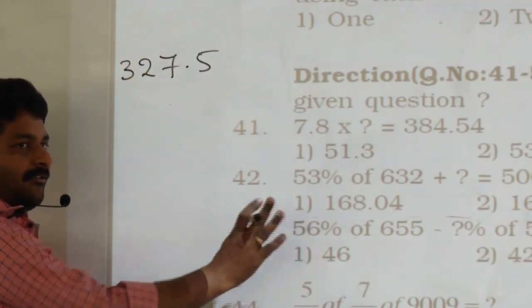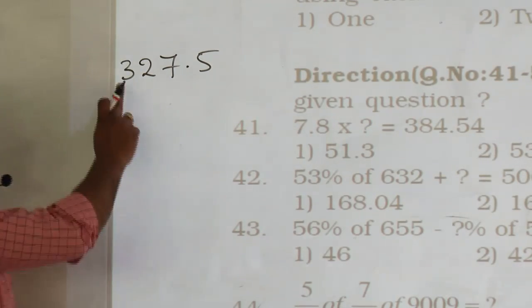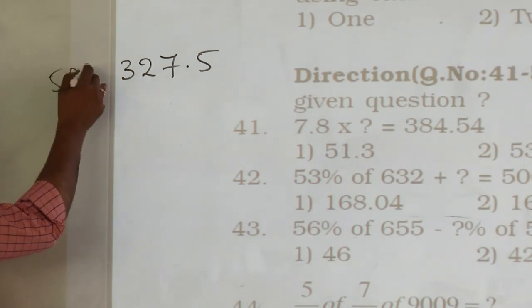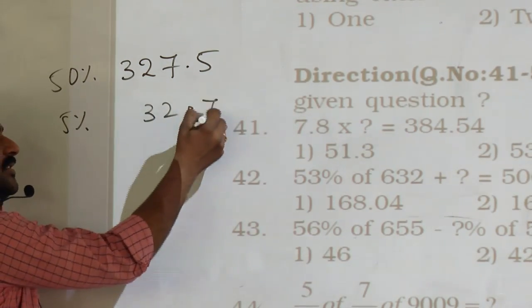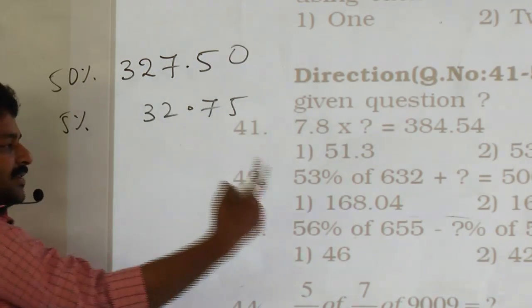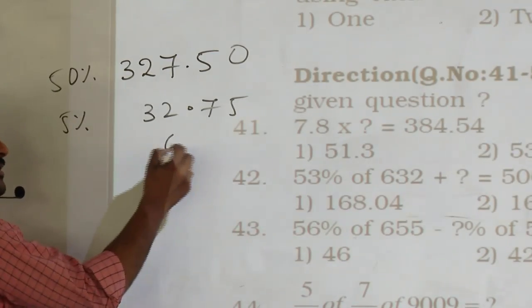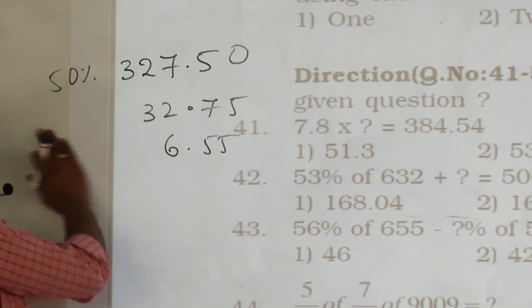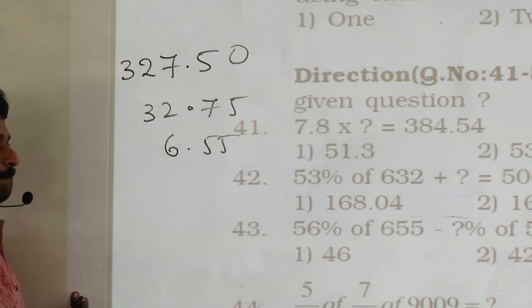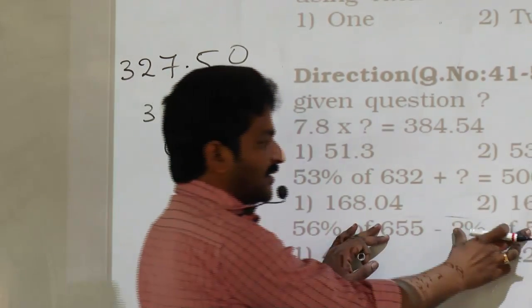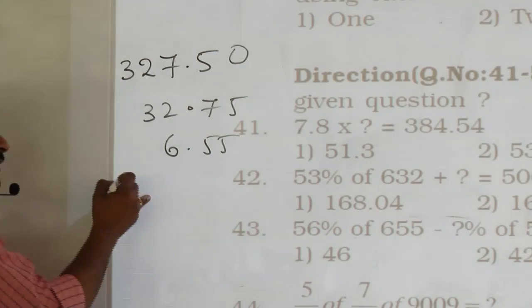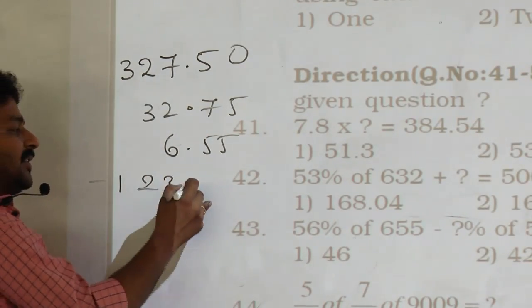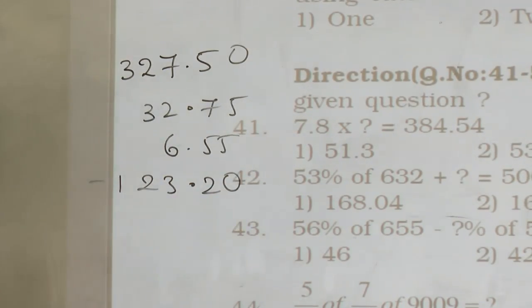56% is 50% plus 5% plus 1%. 50% is this much and 5% is 32.75, and then 1% of this number is 6.55. So this is total 56%. And when you take this to right hand side, it becomes positive number and this becomes negative number. 123 minus 123.2 is minus 0.20.